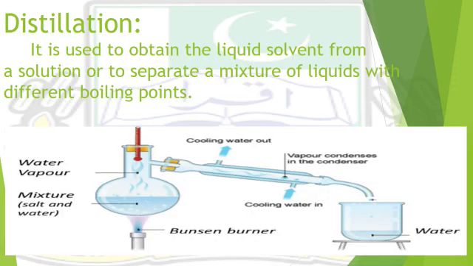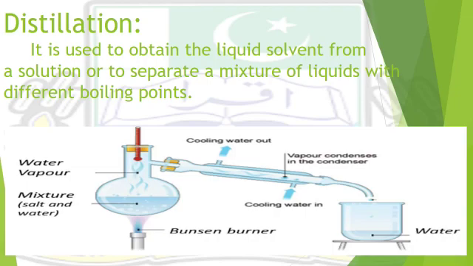Distillation. Distillation is used to obtain the liquid solvent from a solution or to separate a mixture of liquids with different boiling points. For example, salt solution is the mixture of salt and water. Students, if we want to separate water from salt solution, then we can use the technique of distillation.